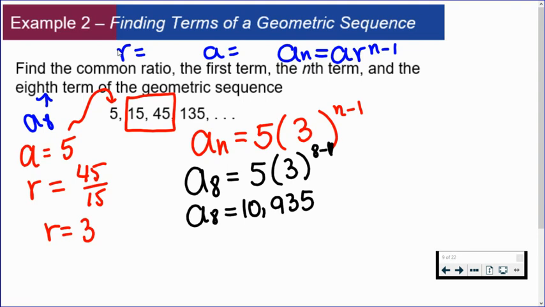The geometric sequences are growing exponentially fast. So please don't be afraid that these numbers might be extremely large.